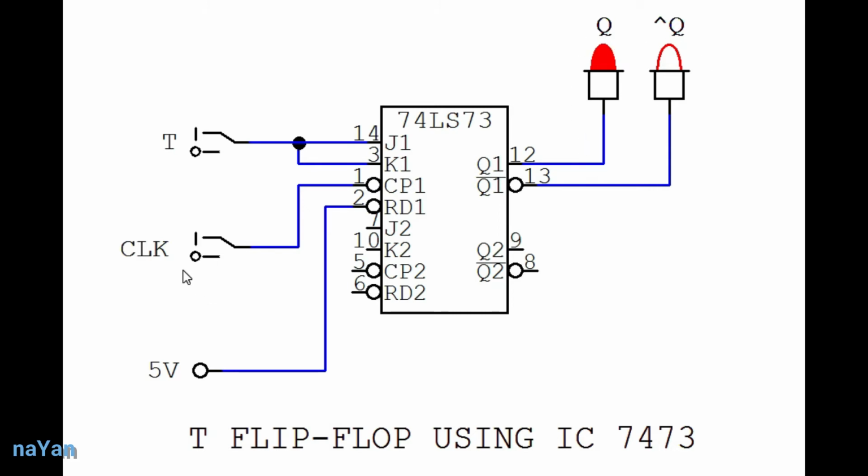But for simplicity and for understanding of this experiment, we are just using an on-off switch, so that we do the same thing, applying our clock manually. So I am applying this clock manually, and each time we apply this clock, our output toggles. So we can understand the working of a JK flip-flop and T flip-flop.